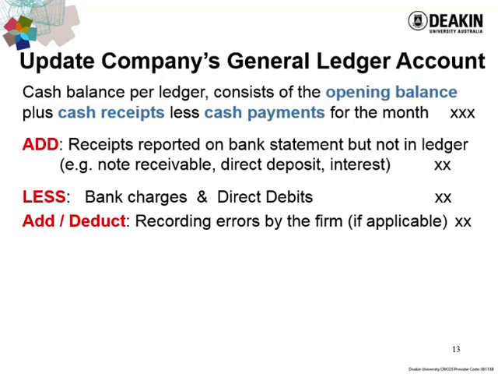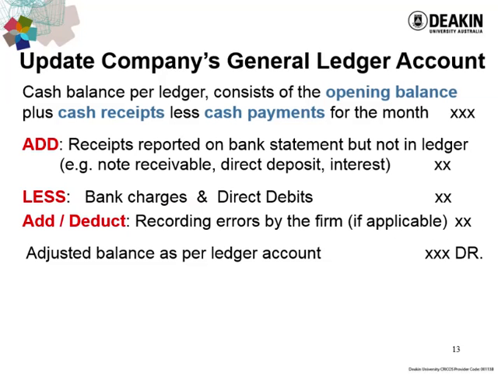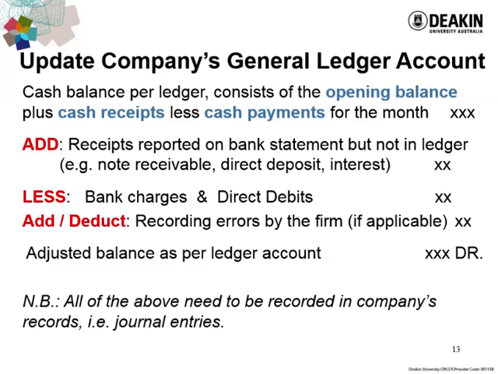We then further add or deduct recording errors made by the firm, depending on the case. This will give us adjusted balance as per cash ledger account. And please note that the new items mentioned in this slide will need a journal entry because they have not been previously recorded.